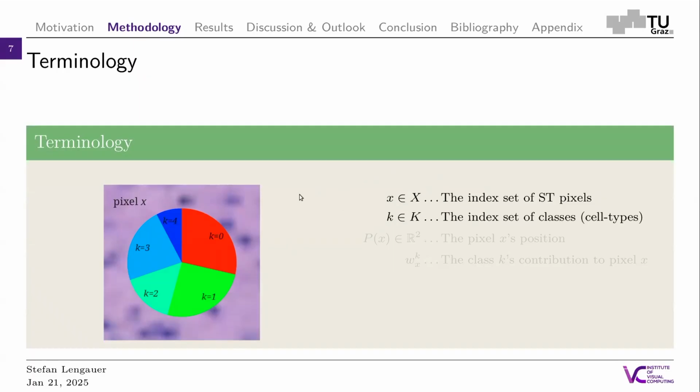Similarly, we have different classes. So we have a set of classes K. And in this pie chart, we have 5 different classes. The reddish one is K equals 0, the greenish one K equals 1, and so on and so forth.